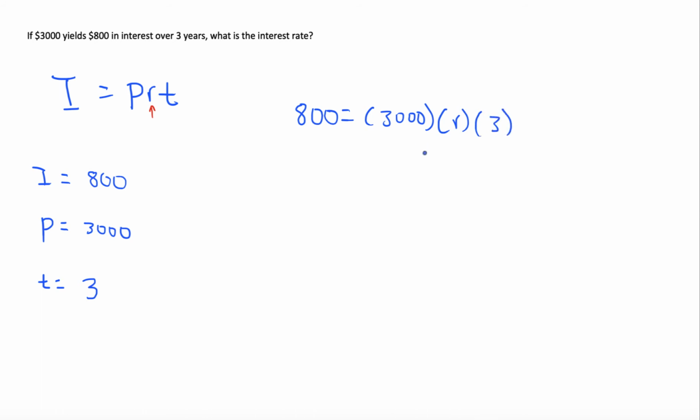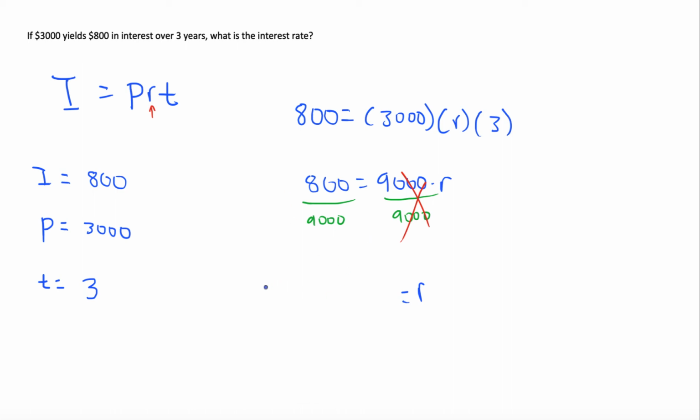So you notice we want to solve for R here. Now there are a couple ways we can go about doing this, but let's just multiply these terms together on the right side. 3,000 times 3, which gives us 9,000. So 9,000 times R. And what should be our last step here? In this case, we want to divide by 9,000. So it will cancel out the 9,000 on the right side. Notice that R is by itself, which is good. That's what we want. So the rate then is equal to 800 divided by 9,000.